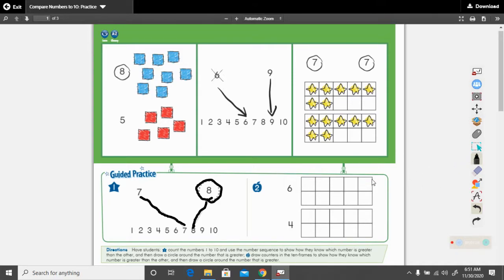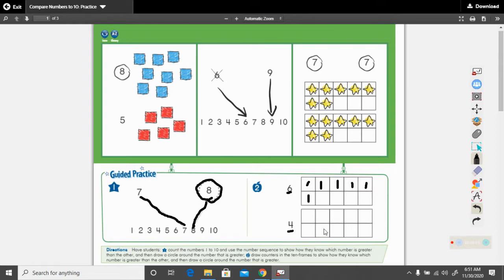Over here for number 2, we are going to draw each of these numbers in the 10 frames to begin with. So what number is this? It is a 6. So we are going to draw 6 counters in this 10 frame. 1, 2, 3, 4, 5, 6 counters in the 10 frame.